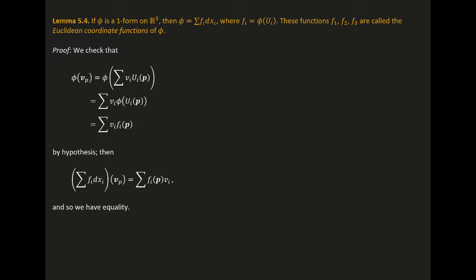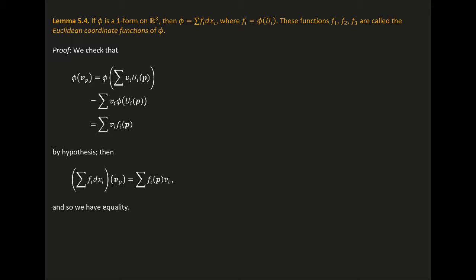In order to prove this, we check that both phi and the sum of the fi dxi's will give the same output at each point, at each tangent vector vp. First, we check that phi of vp is equal to phi of the sum of the different components of vp, which are written in the natural frame field.